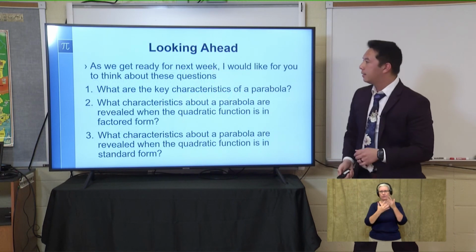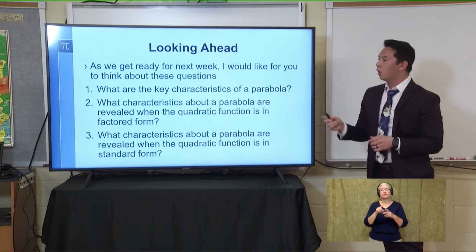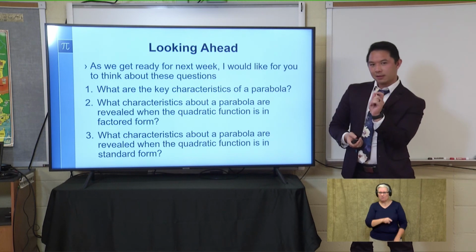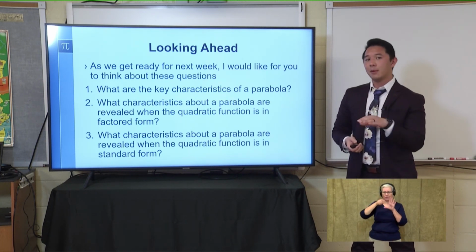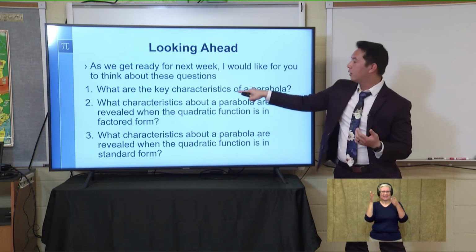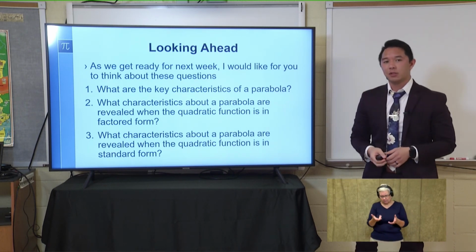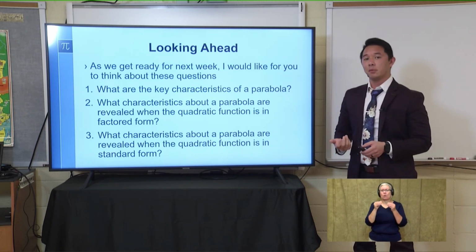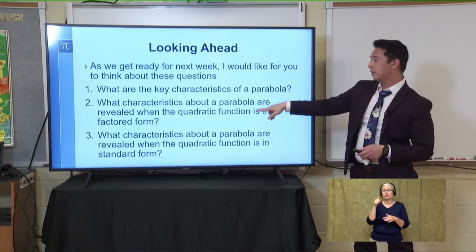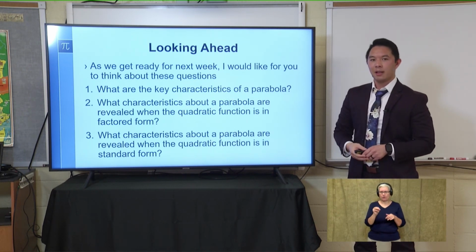Now, as we look ahead to next week, again, I want to focus your attention on some questions. So what are the key characteristics of a parabola? We've talked about that vertex today. We've talked about intercepts last week. And I talked about this idea of symmetry, but what other key characteristics of a parabola are there for us to explore? And then today we focused our attention mostly on the vertex form of a quadratic function. So when we're looking at other equation types, the factored form and the standard form, what other characteristics about a parabola are given to us?